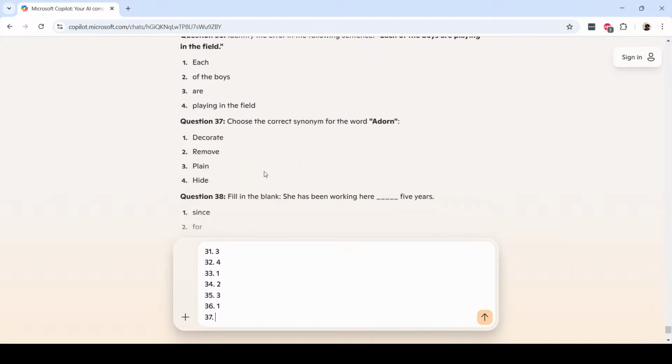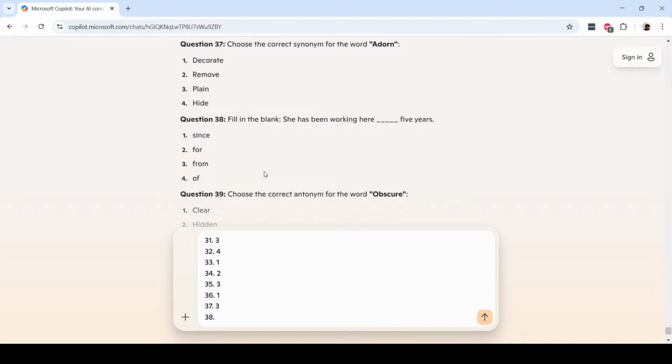Choose the correct synonym for the word add-on. So add-on. And, mm, no idea, so we will go with plain.